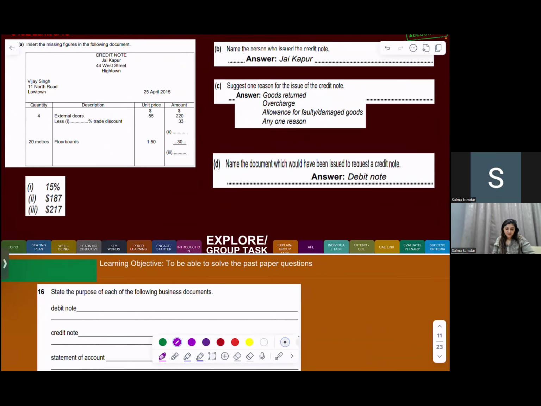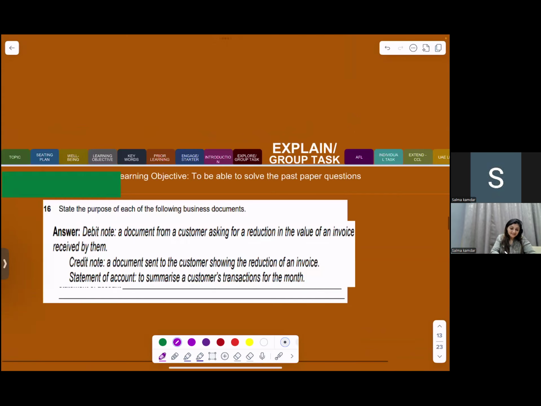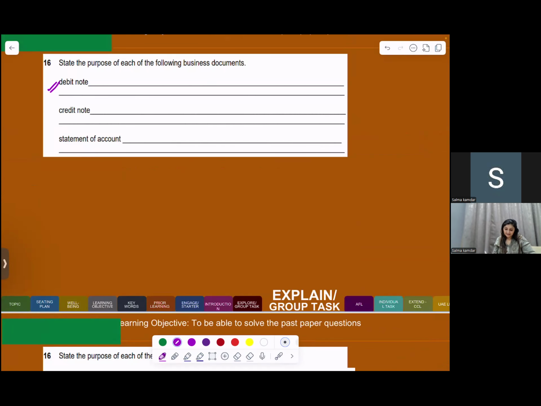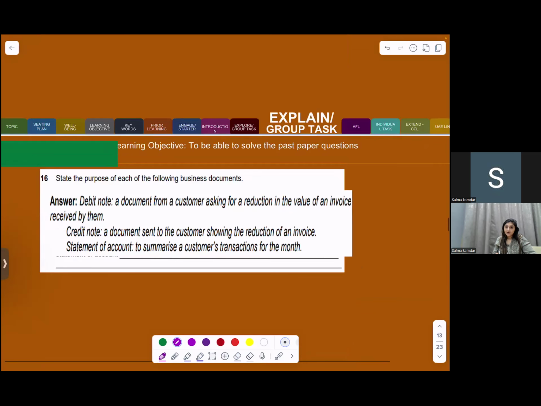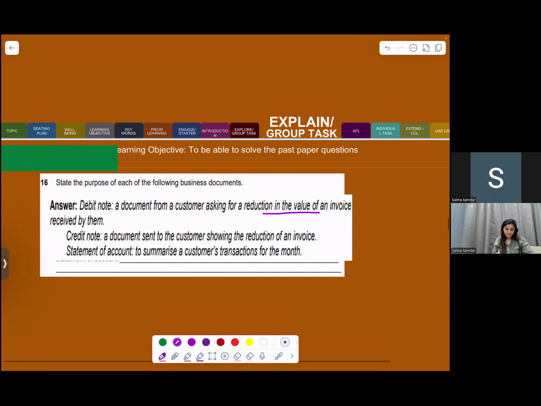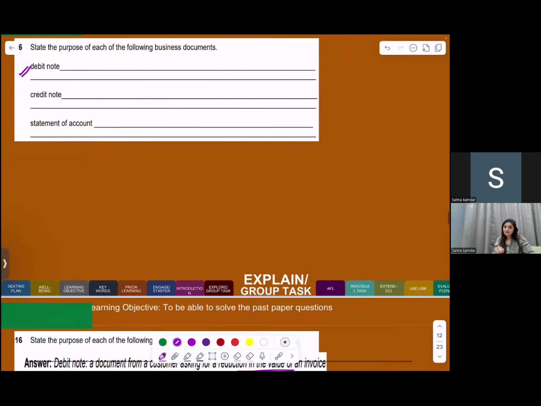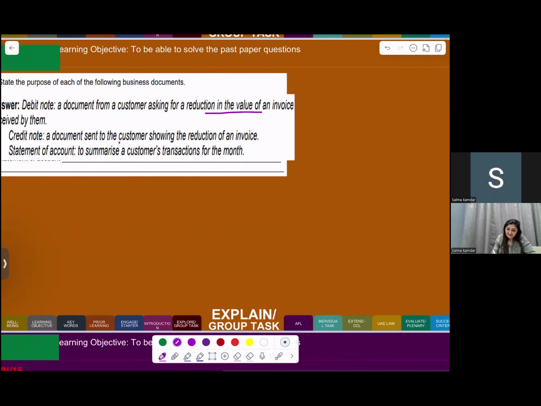State the purpose of each of the following documents. So the purpose of a debit note is asking for a reduction in the value of an invoice or asking whether they want to do sales return. Okay? The purpose of a credit note. A credit note is issued by the supplier to the customer stating that the return is accepted.